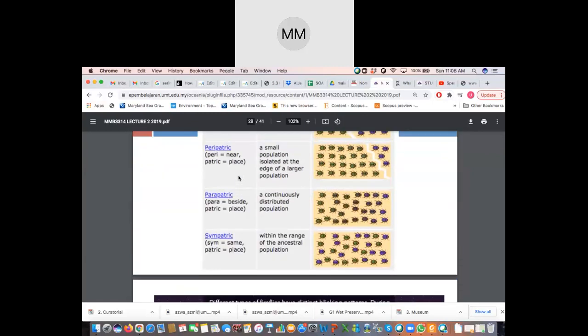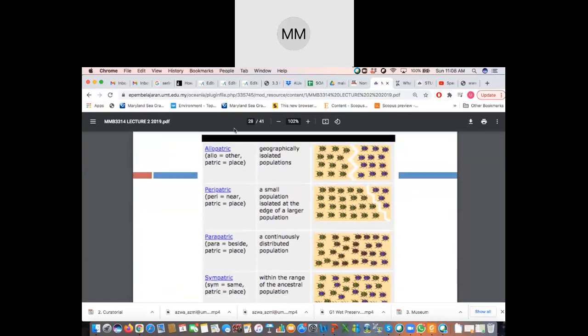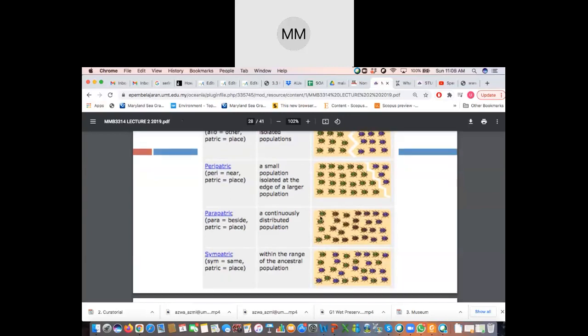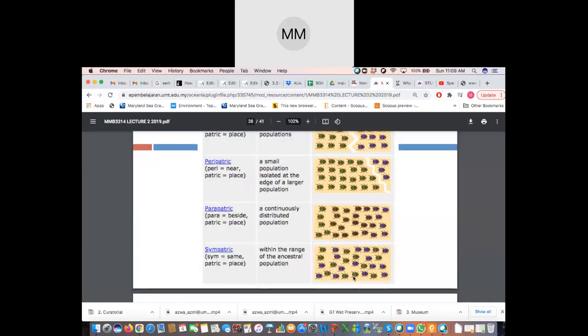All right. So again, this is a summary of the geographical isolations. You have the allopatric, again it's a 50-50 thing. Peripatric is a small isolation. Parapatric is a continuous distribution, like the contaminated soil example. And again, within the range of the ancestral population. So it's within a small area, but there are very minimal barriers. Like again, light has to do with it or something like that.